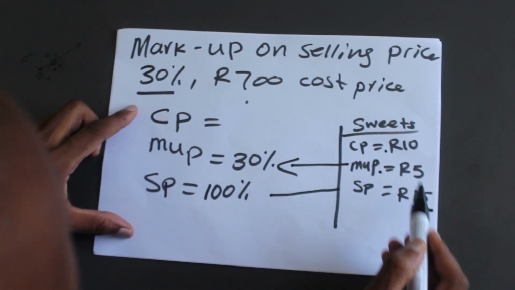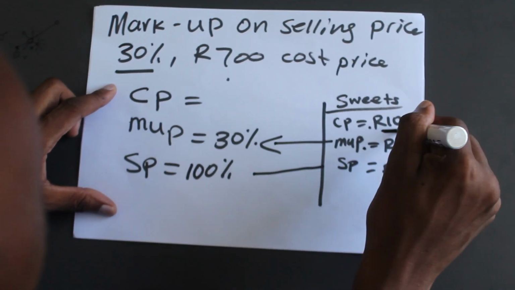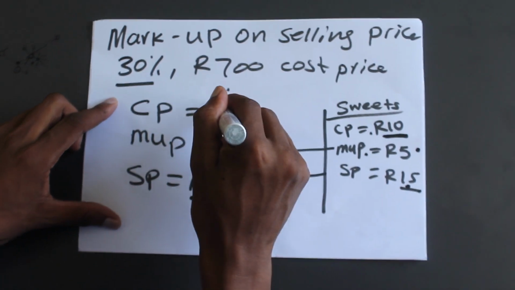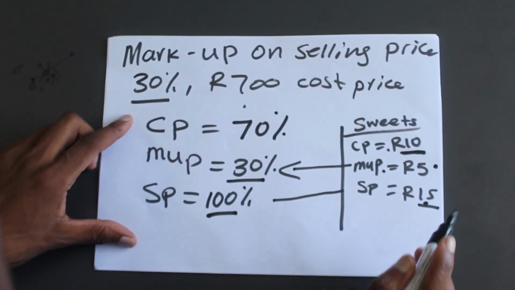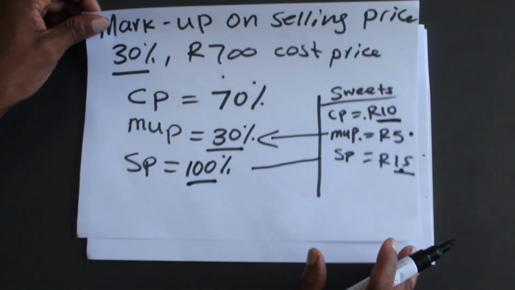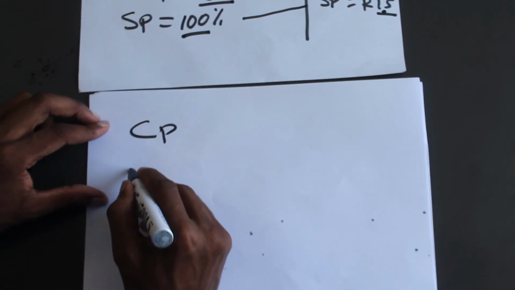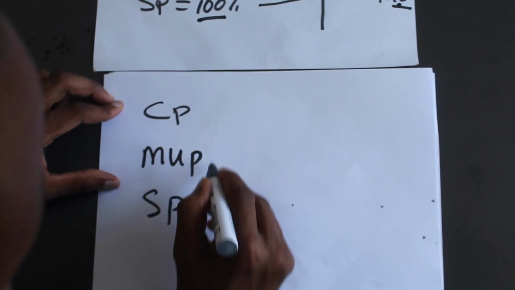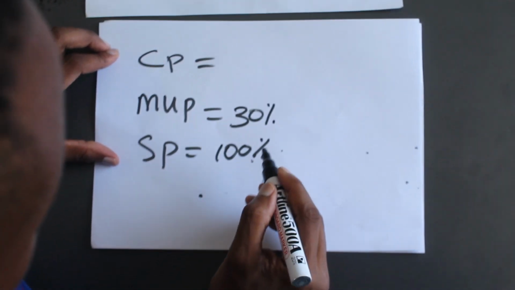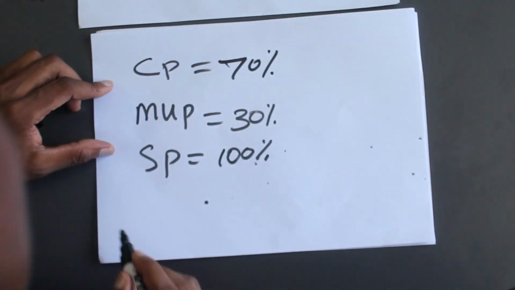In order for us to go back to 10 Rand, we reverse this calculation: 15 Rand minus 5 Rand, then we get our 10 Rand. We do the same thing on the percentage side: selling price minus 30, and then we get our cost price percentage of 70%. Let's proceed with our example. We have our cost price, markup and selling price. The selling price is 100%, the markup 30%, and then we have 70%.